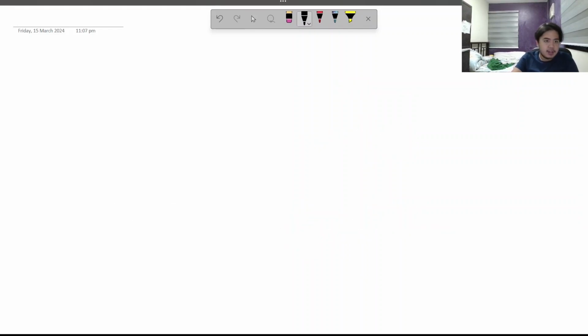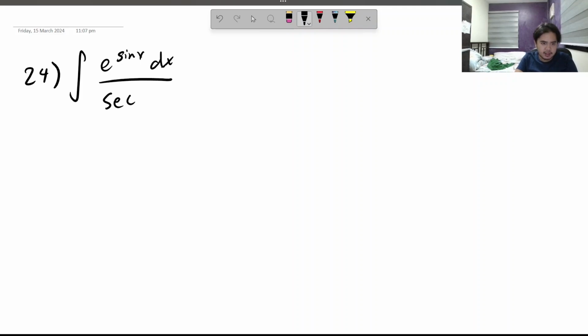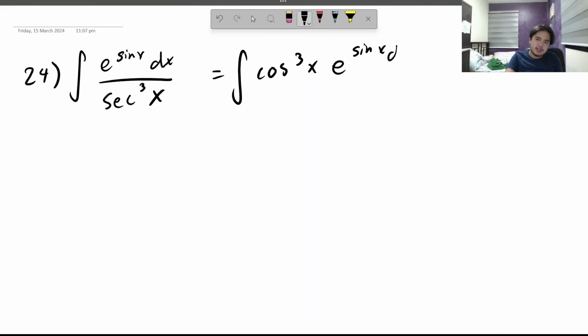Nice. Last question, 24. Integral of e to the sine x dx over secant cubed x. What did I tell you earlier? Sine x loves cosine x, secant loves tangent. These things do not love each other very much. So how about we put that secant in its place? Since it is in the denominator, putting it in the numerator will make it cosine. So cosine cubed x e to the sine x dx. Oh, dx. Yeah.